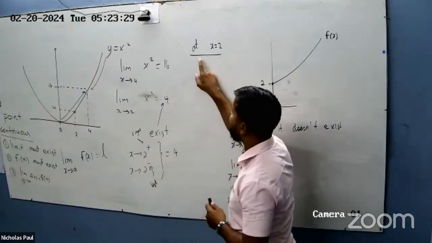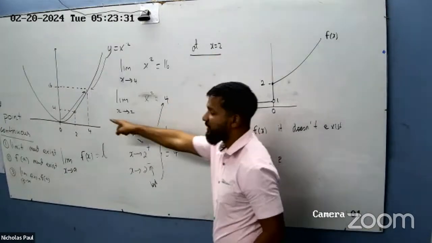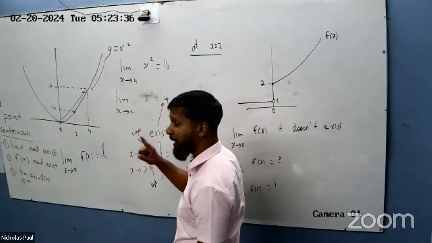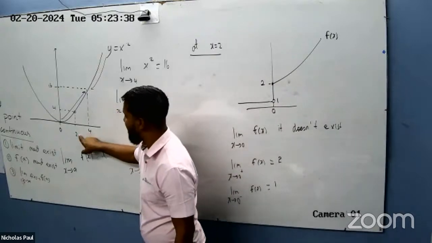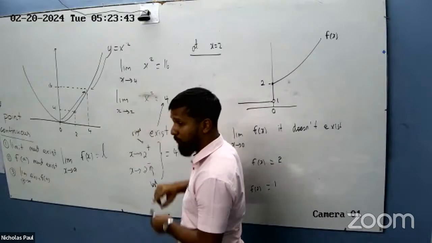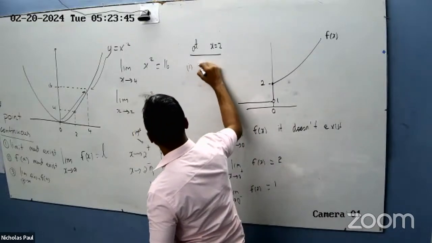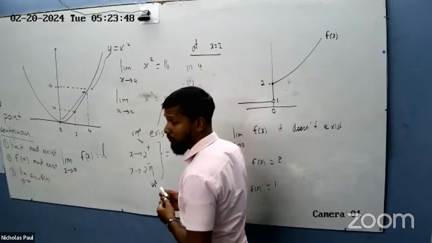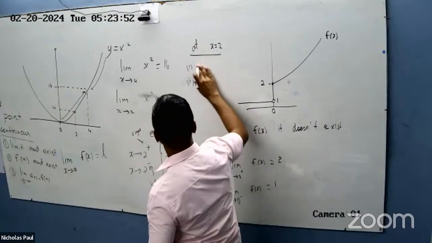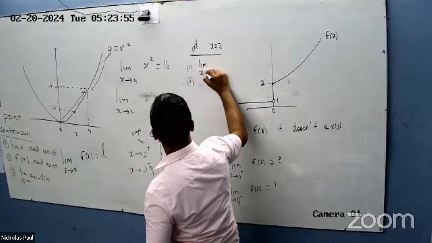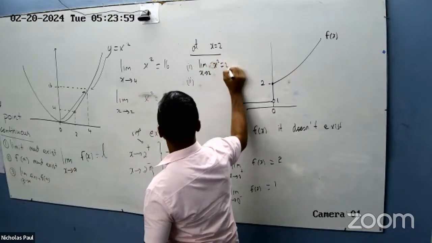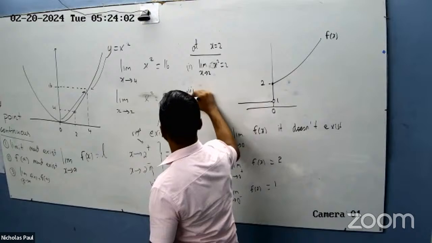Let's check out this here. Let's check out at x equal to 2. Is this function continuous? Let's start with number 1. Does the limit exist at x equal to 2? Yes. When x approaches 2, the limit is 4. So part 1, the answer is 4. Okay with that? So the limit as x approaches 2 of x squared is 4. What is f of 2?